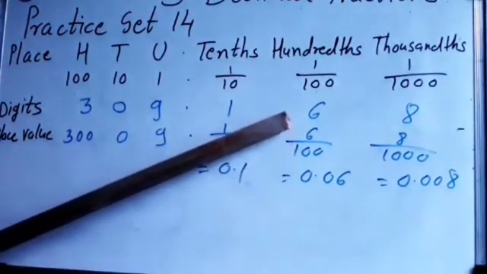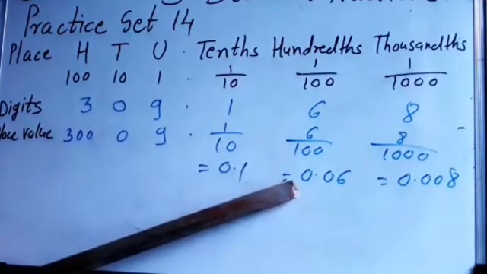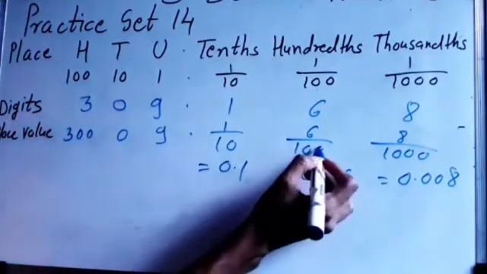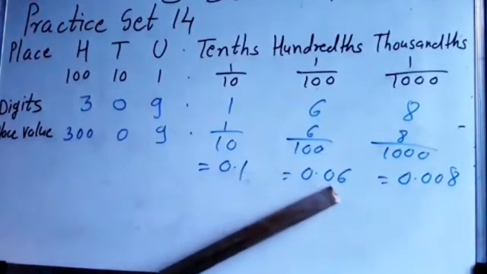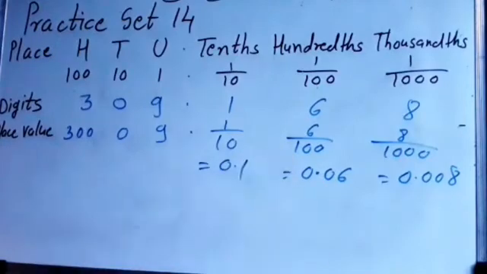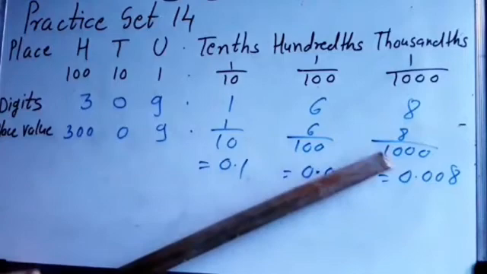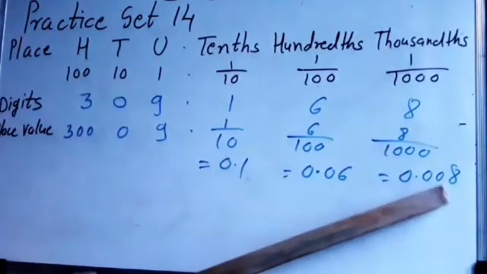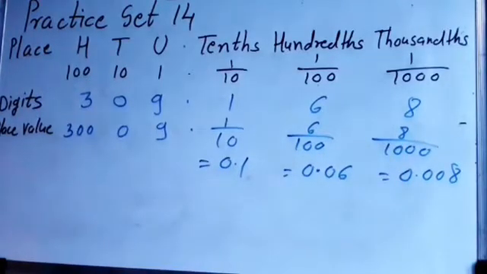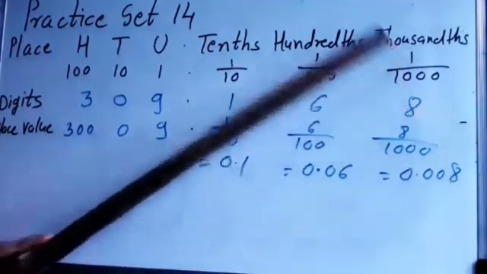Next, the place value of 6 is 6 upon 100, and we can write that as 0.06, because on 1 only 2 zeros are there. So after the decimal point 2 digits must be there. So 0.06. And the place value of 8 will be 8 upon 1000, that means 0.008, because on 1 there are 3 zeros. So you can write the place value of 8 as 0.008. That is the thousandth place.